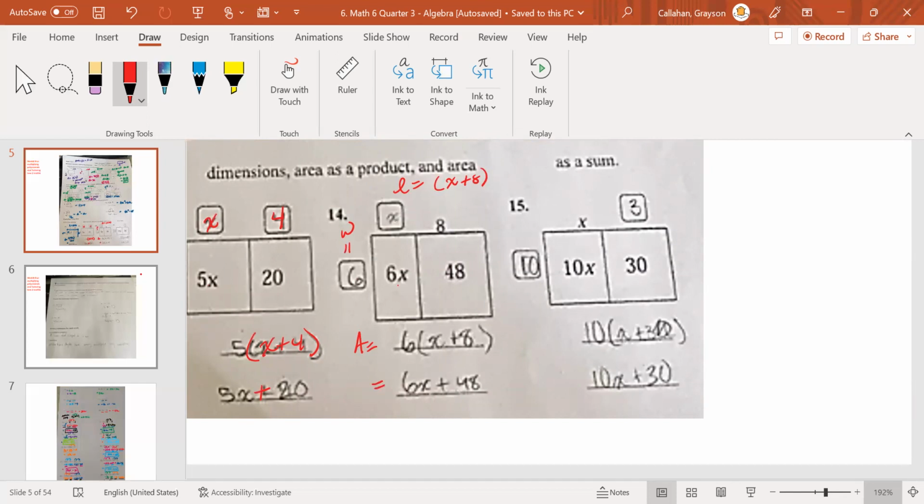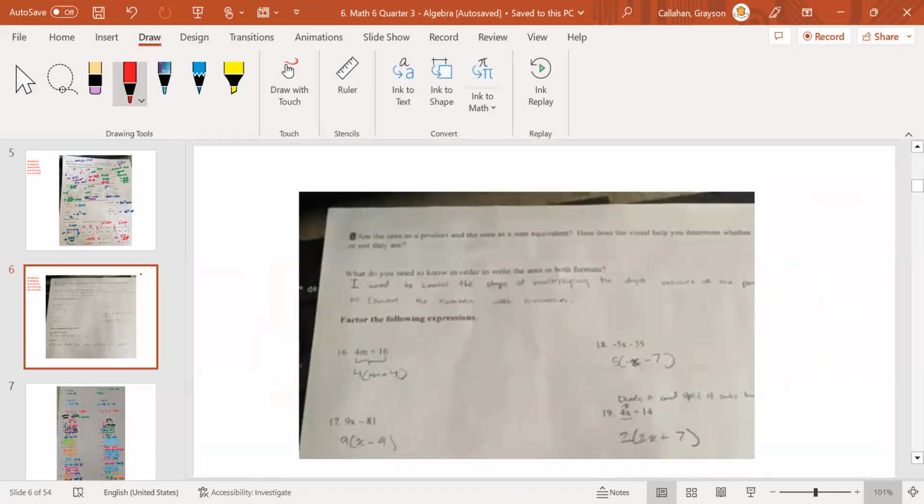Okay. This box, 10 times x is 10x. 10 times 3 is 30. 10 is the width. Your length is x plus 3. Your area is going to be the width times the length. So when you distribute it, 10x plus, this should be a x plus 3. Okay, perfect. So then 10x plus 30 is your answer. All right. Then we have the back side of this page.